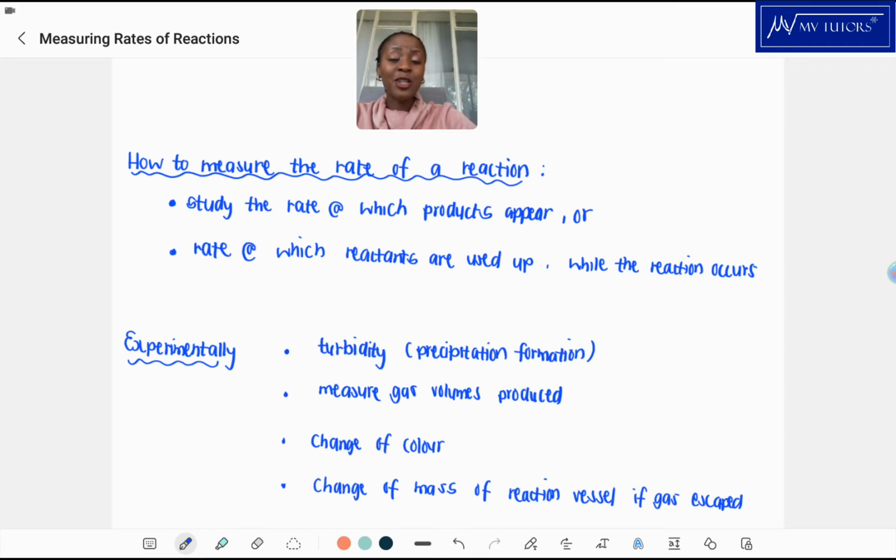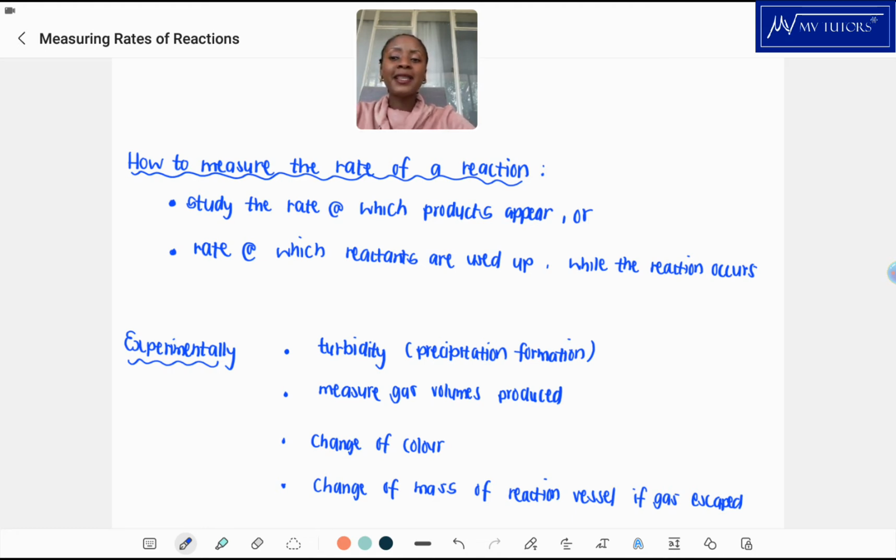And sometimes you actually look at the color. If a reaction changes color, and then it's a constant color throughout after the reaction occurs, then you know something has happened, a color has changed, so my reaction is complete.